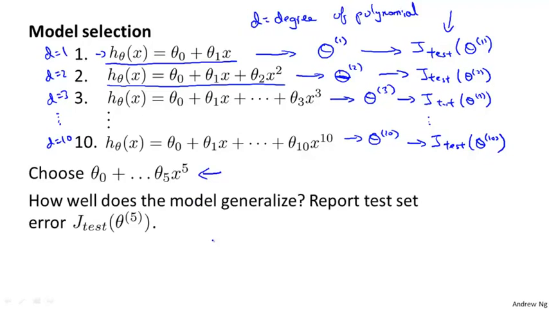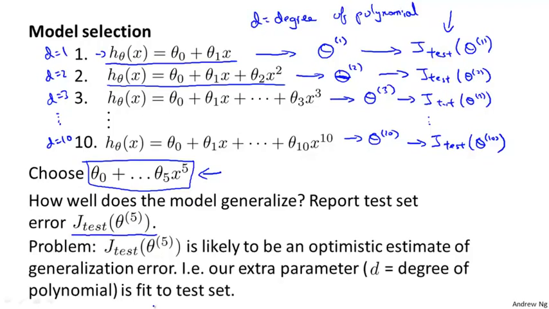But now let's say I want to take my fit hypothesis, this 5th order model, and ask, how well does this model generalize? One thing I could do is look at how well my 5th order polynomial hypothesis did on my test set. But the problem is, this will not be a fair estimate of how well my hypothesis generalizes. The reason is, we've fit this extra parameter d, the degree of polynomial, and we fit that parameter d using the test set. Namely, we chose the value of d that gave us the best possible performance on the test set.